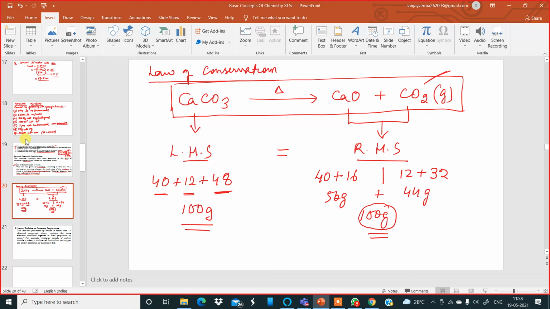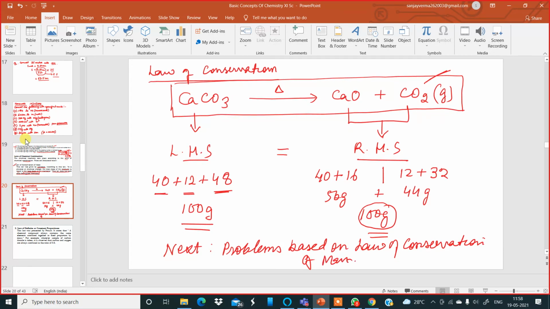Am I clear? So in the next class, my dear students, I will first check the homework which I have given you, and then I will do problems. Remind me, I will do some problems based on the law of conservation of mass. Am I clear?